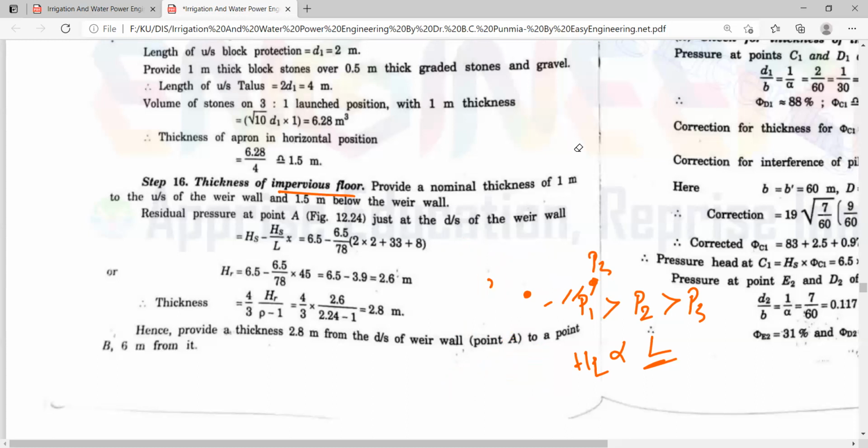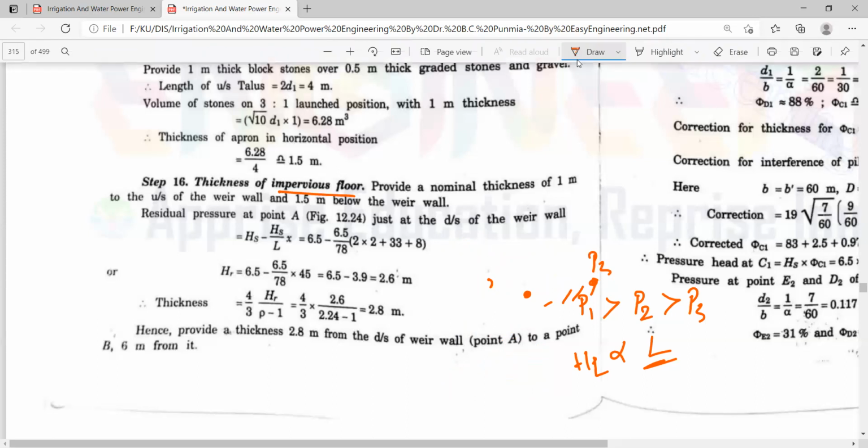Okay, right. I want to explain how to calculate seepage pressure. Generally, the water pressure variation is linear.